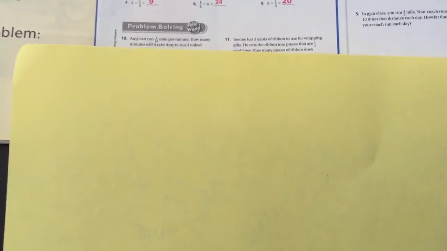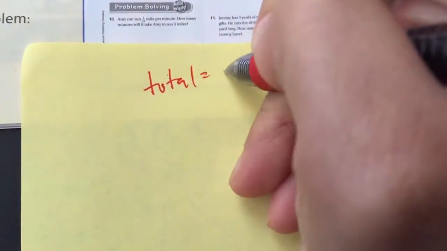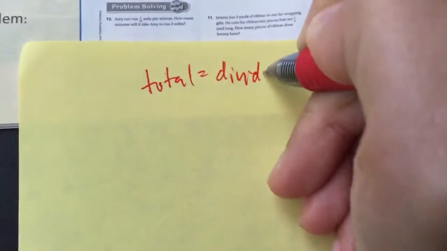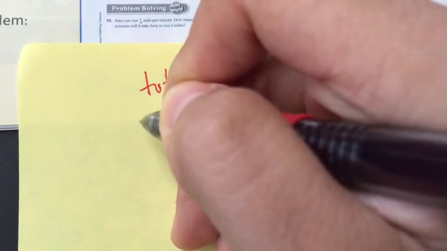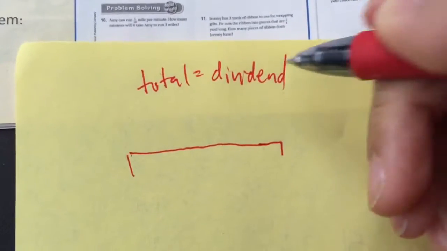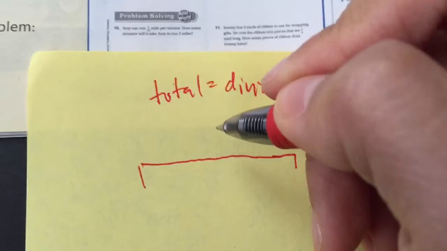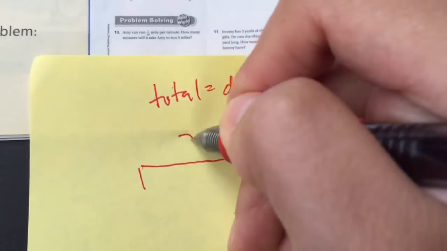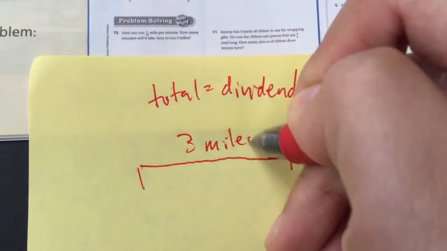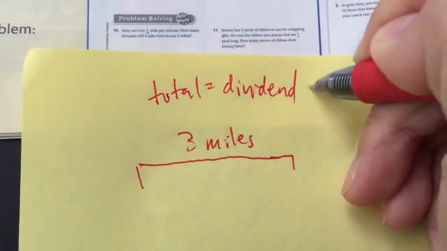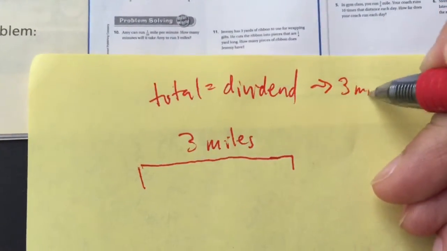What you want to think about, is there a total? If so, the total would be your dividend. And since this is a word problem, we're going to want to draw our picture boxes. The total and dividend goes on top. Is there a total amount? Yes. Amy's running 3 miles total. So our total and our dividend is 3 miles.